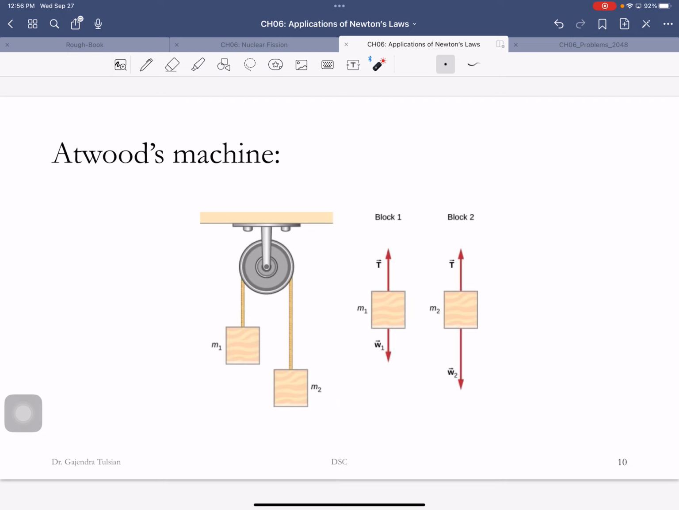So here's a device called Atwood's machine, and we will do an experiment in lab using this machine, and let's see what this thing is about. Again, we keep things simple. We'll say the mass of the pulley is negligible, and it's frictionless. When you say that, what does that mean? We've said this two or three times now.